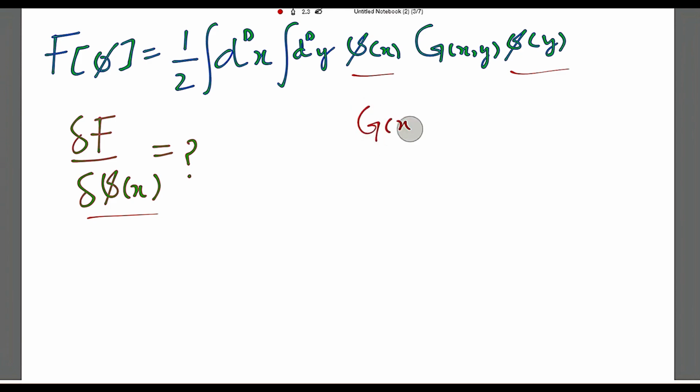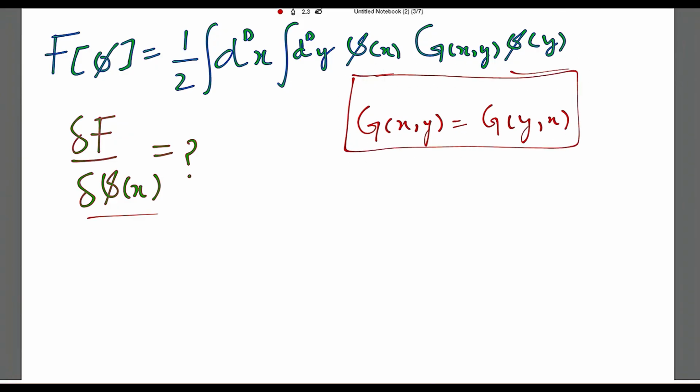And we can see that phi of x and phi of y appear symmetrically, and in the question it was also given that G of xy is symmetric about x and y, so G of xy equals G of yx, and that property will be used later on in the solution. Okay, so keep that in mind.